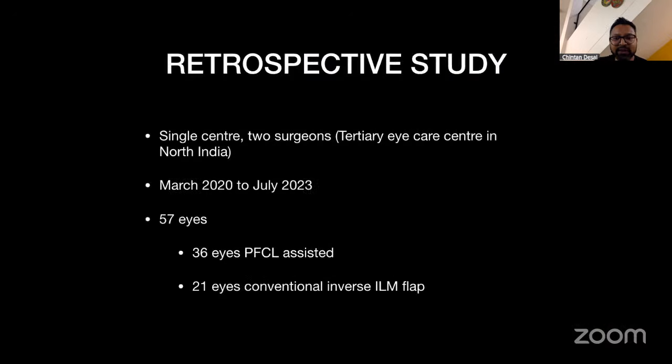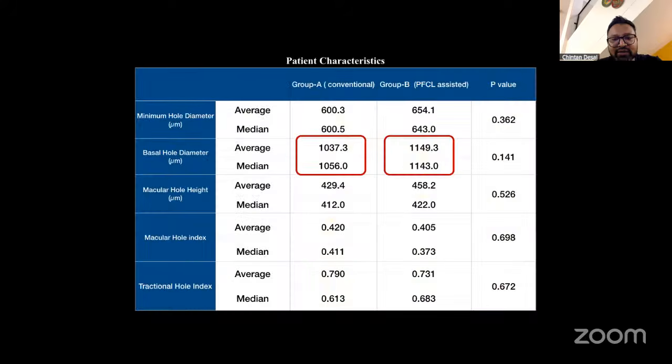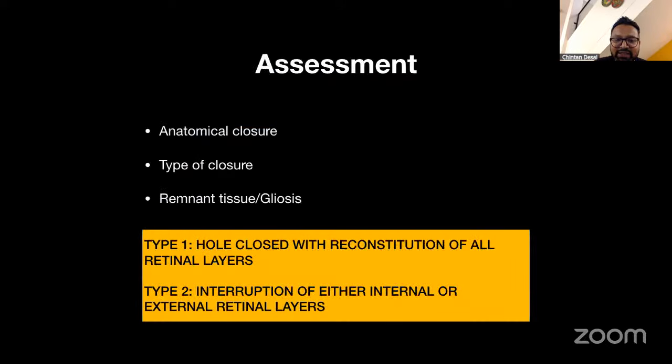This is the result of the patient after 1 month. Based on this, we also did a retrospective study of 57 eyes where 36 were operated with this technique, 21 with conventional inverted ILM flaps. As you can see here, all the criteria are matching, and we assess the anatomical closure, type of closure, and if there was any remnant gliosis which was caused because of the PFCL.